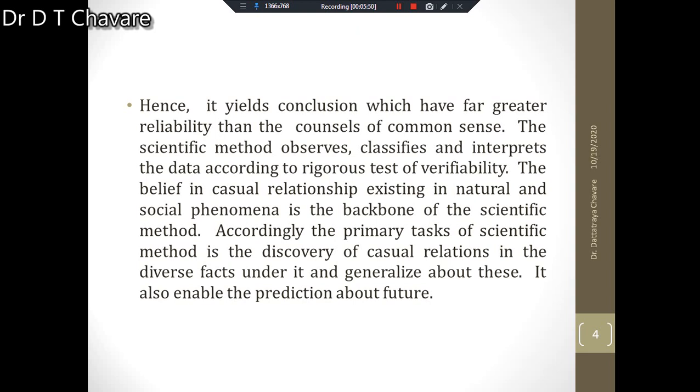The belief in the causal relationship existing in natural and social phenomena is the backbone of the scientific method. What is the backbone of the scientific method? The belief in the causal relationship existing in natural and social phenomena is the backbone of the scientific method. According to this, the primary task of the scientific method is the discovery of causal relations. Try to understand: it is the discovery of causal relations in the diverse facts under it, and generalizing about these.